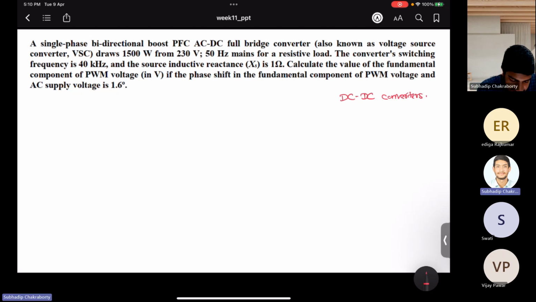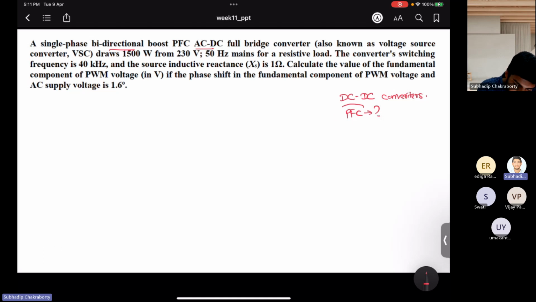But here you have this AC-DC. Why? First, tell me why you need PFC. What do you mean by PFC? And why do you do it? Power factor correction. Yes. So why do we need power factor correction actually? Because if power factor is not unity, then losses will be there. Yes. So whose power factor are we talking about? Load. Power factor of load.